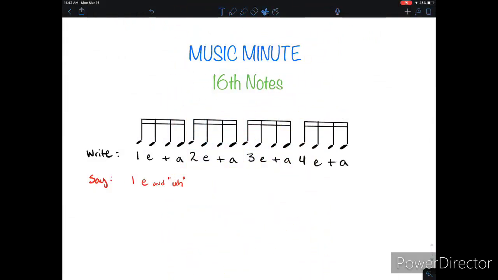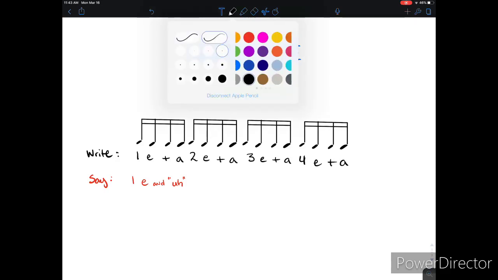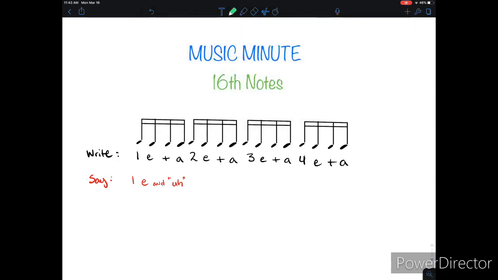All right, so the first thing that we're going to start out with is a slide of our music minute. I'm going to leave this up for a few seconds and ask that you write this down, or if I don't leave you enough time, you're always welcome to pause the video and take your time to write this down, and then we'll talk about it some more. Okay, so hopefully you've gotten that written down.